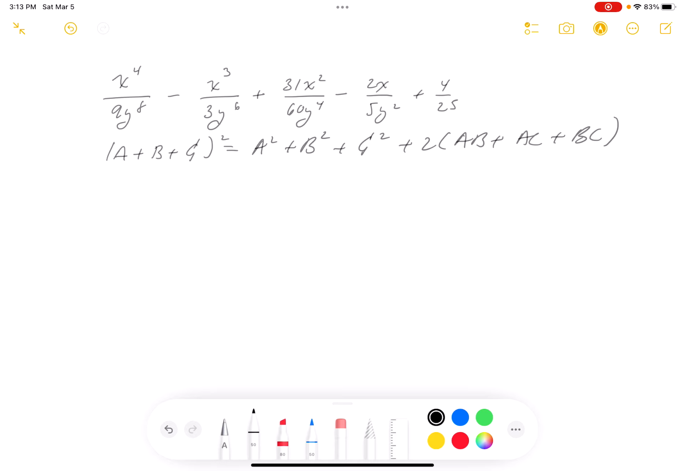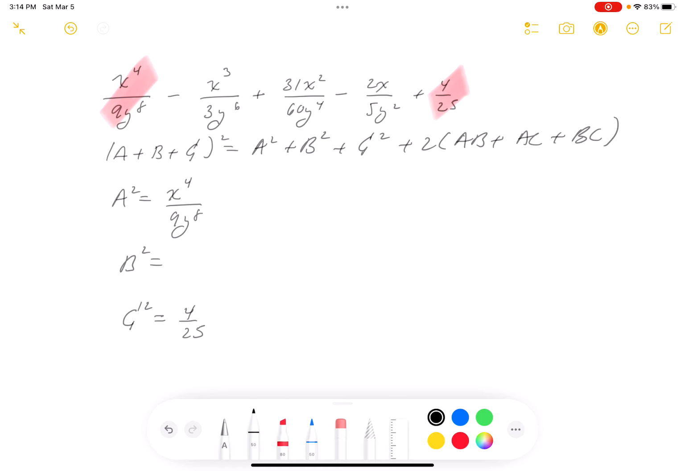So, right from the get-go, I'm looking for perfect squares, and I see them. I see two: one here, and one here. So I'm going to make an assumption that a squared is equal to x^4 over 9y^8, it's a perfect square. B squared, I'm not sure about that yet, and then c squared, I think it's 4/25. Now you might say, I want to jumble these around and make them different. You can, I'm not saying you can't.